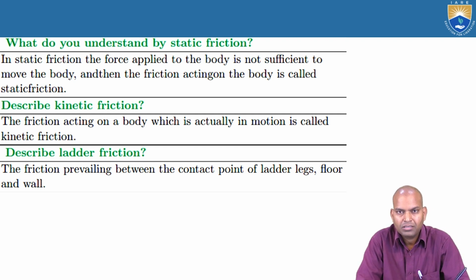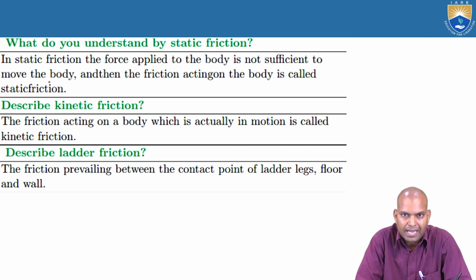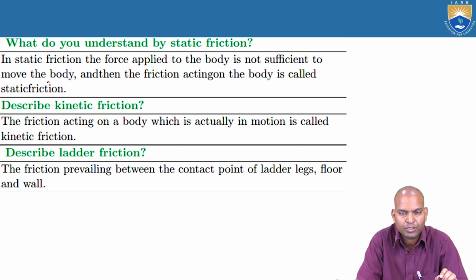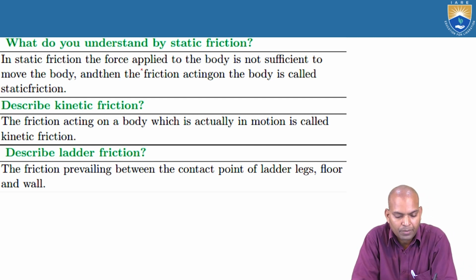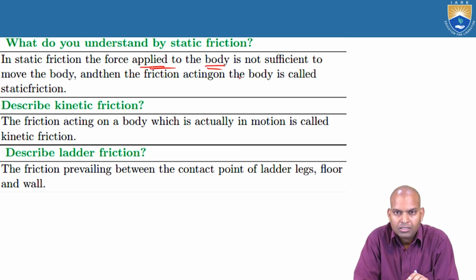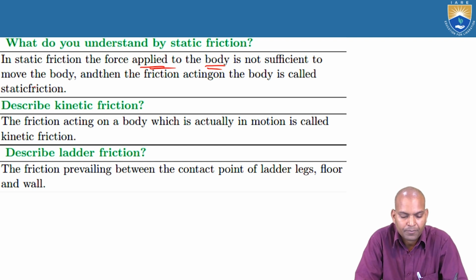Now, do you understand the meaning here? What is static friction? Static friction occurs between two static bodies. That means when two bodies are at rest, the friction occurring between those two bodies is known as static friction. In static friction, the force applied to the body is not sufficient to move it, and the friction acting on the body is called static friction.